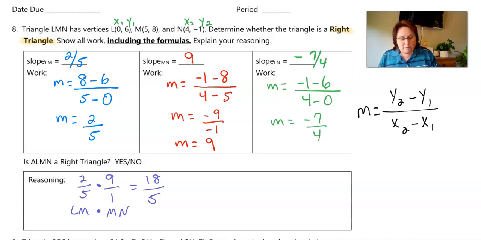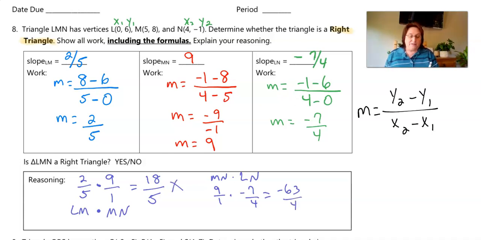Okay, all right. Well, let's try another one. Let's try MN times LN. And let's see, we've got 9/1 times -7/4. And that's going to equal, well, 9 times -7 is -63/4. Nope, that doesn't work either, does it? Okay, so let's see. The only other option is between LM and LN. So what do you guys think? The slopes between LM and LN, are those negative reciprocal slopes?